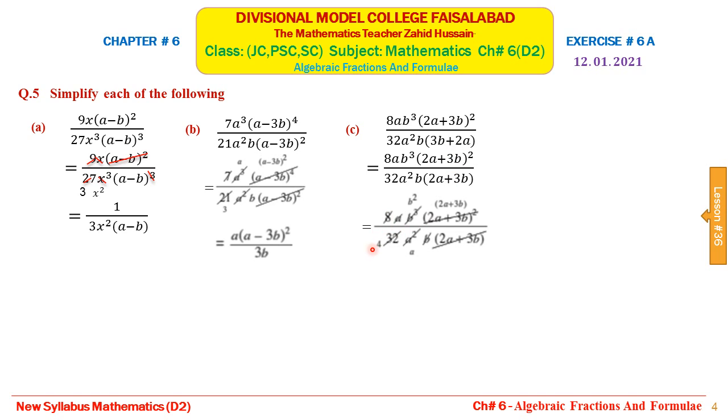Now 8 ones are 8, 8 fours are 32. A and a square: a square divided by a, we are left with a. B power 3 divided by b, we are left with b square. 2a plus 3b whole square divided by 2a plus 3b, we will get 2a plus 3b. So in the numerator we have b square into 2a plus 3b, and in the denominator we have 4a. So this is the answer of this part.